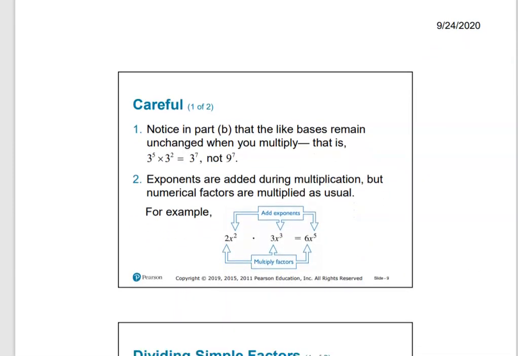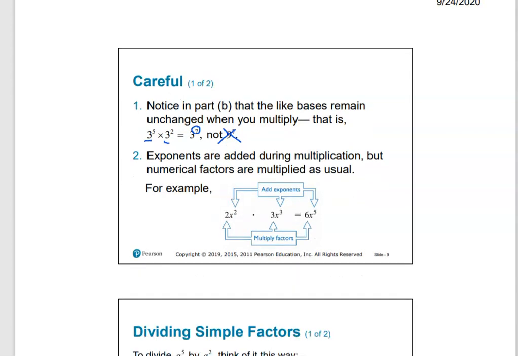Notice in part B that the like bases remain unchanged when you multiply. That is, when you're multiplying 3 to the 5th times 3 squared, you add the 5 and the 2 to get the 7, but you don't multiply 3 times 3 and get 9. Exponents are added during multiplication, but numerical factors are multiplied as usual.